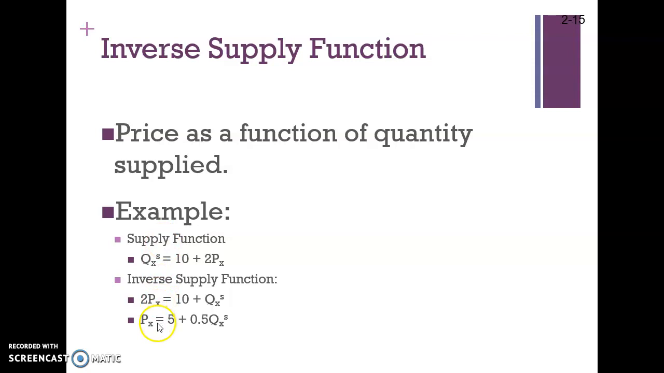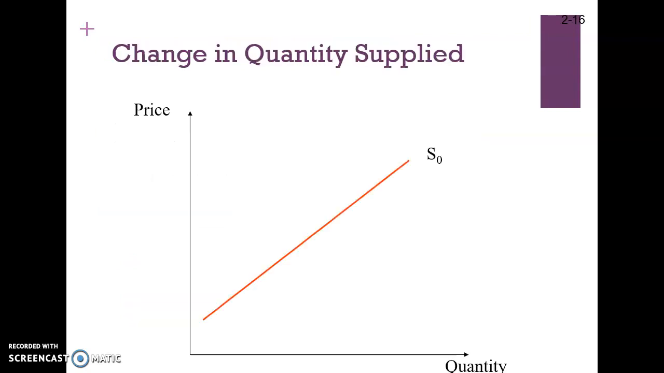But the difference between these two expressions is that here the quantity of the supply is a function of price, but here the price of that good is a function of the quantity. So majorly we use the concept of the inverse demand function while analyzing the comparative static analysis in terms of the different market structures. Now, this is the supply curve.